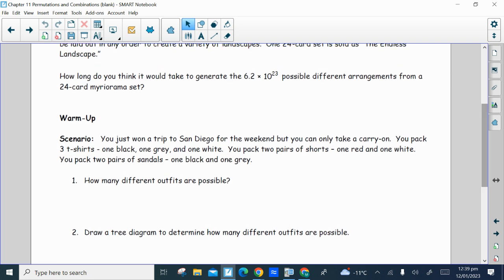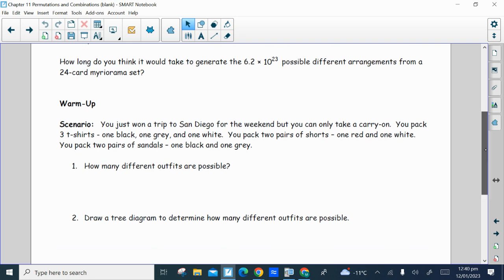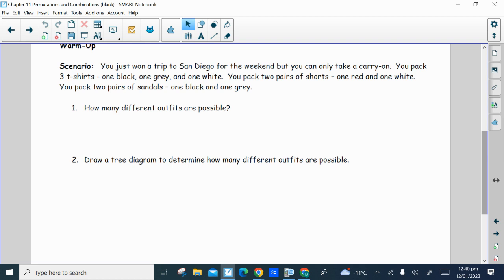And it says, how long would it take to generate 6.2 times 10 to the 23 possible different arrangements from a 24 card set? So that is the number. That's how many different possibilities there could be for rearranging those 24 cards amongst themselves. 6.2 times 10 to the 23rd, that's 6, 2, and then 22 zeros after that. Big number. So we're going to see where this comes from. All right. So let's dig into this.